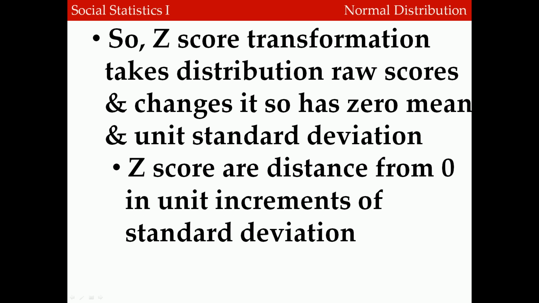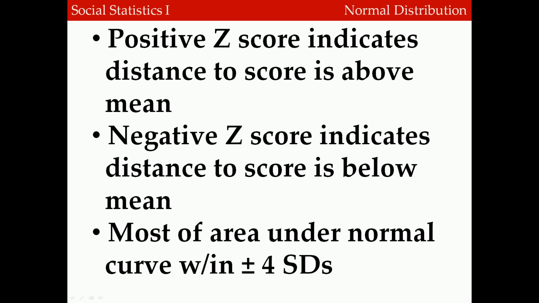And z-scores basically tell us the distance from the middle, or 0, in unit increments of standard deviations. Positive z-scores indicate that the distance is above the mean, while negative z-scores indicate that the distance is below the mean. And I'll note that most of the areas under the normal curve are within 4 standard deviations above and below the mean.